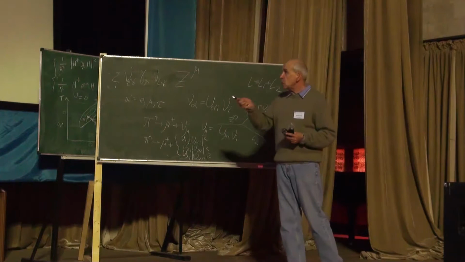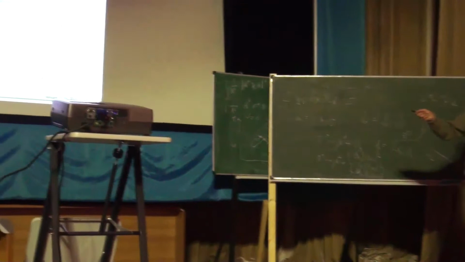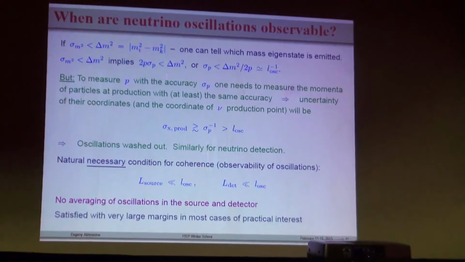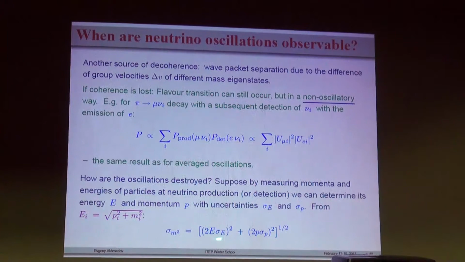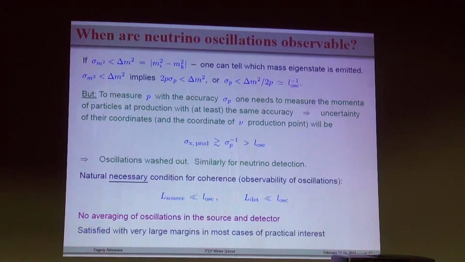This is what I already discussed. If the uncertainty of the inferred neutrino mass squared is smaller than the mass squared difference, we kill neutrino oscillations. Now, how can we understand it in maybe more physical terms? Let me go back to the formula for sigma m squared. If sigma m squared is small, that means that both these terms under the square root should be small, okay?